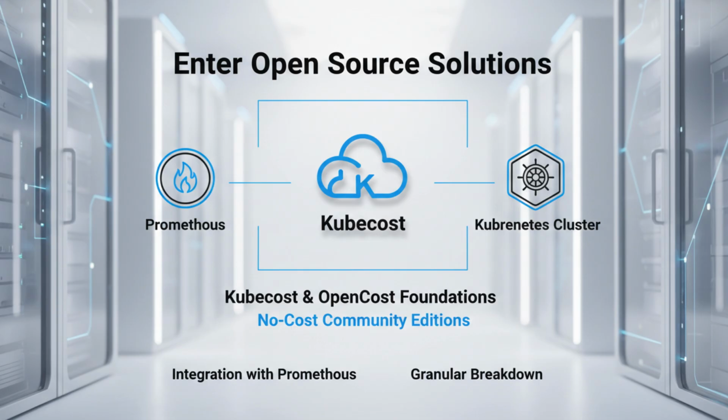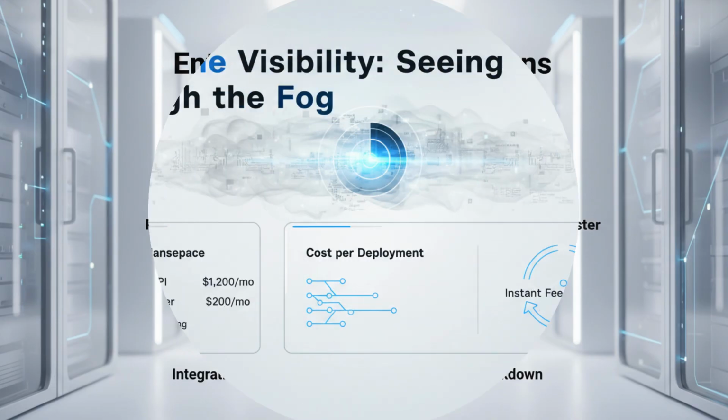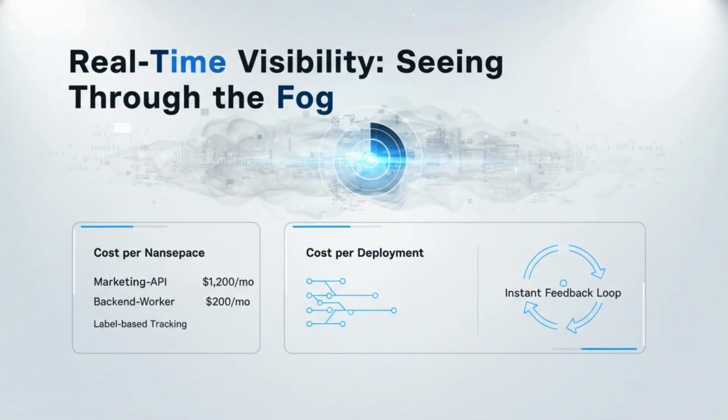It integrates seamlessly with Prometheus and Grafana, which many of you likely already use for monitoring. By leveraging no-cost community editions, you can gain enterprise-grade financial insights without adding to your overhead. This is the ultimate tool for the digital entrepreneur who needs to know exactly where every dollar is going in their tech stack. Imagine being able to see that your marketing API is costing you exactly $1,200 per month, while your backend worker is only $200.